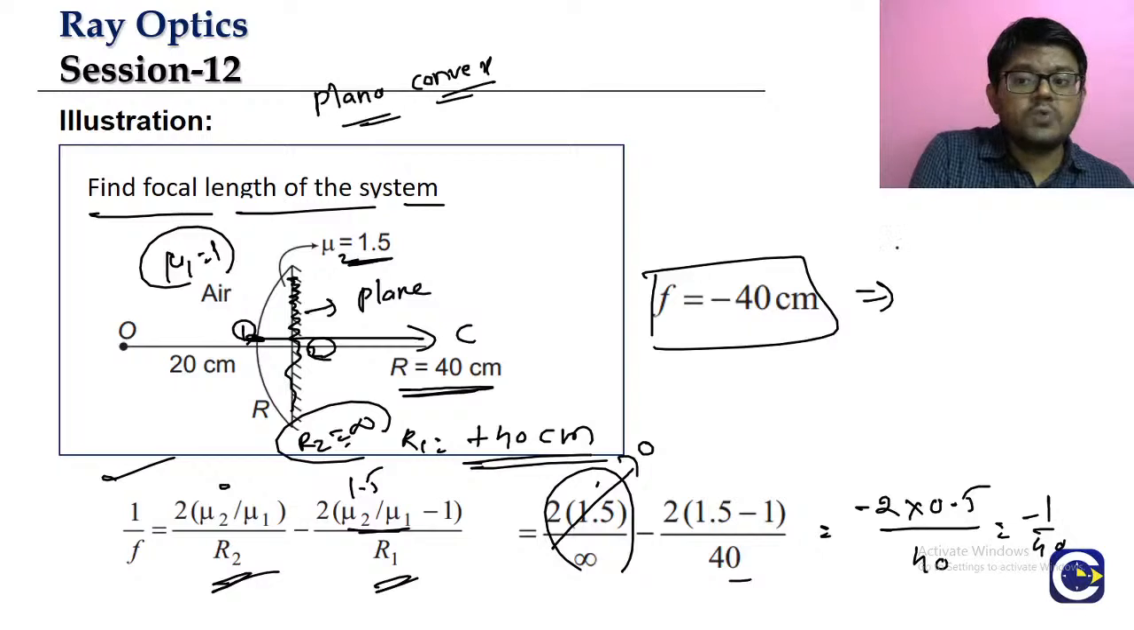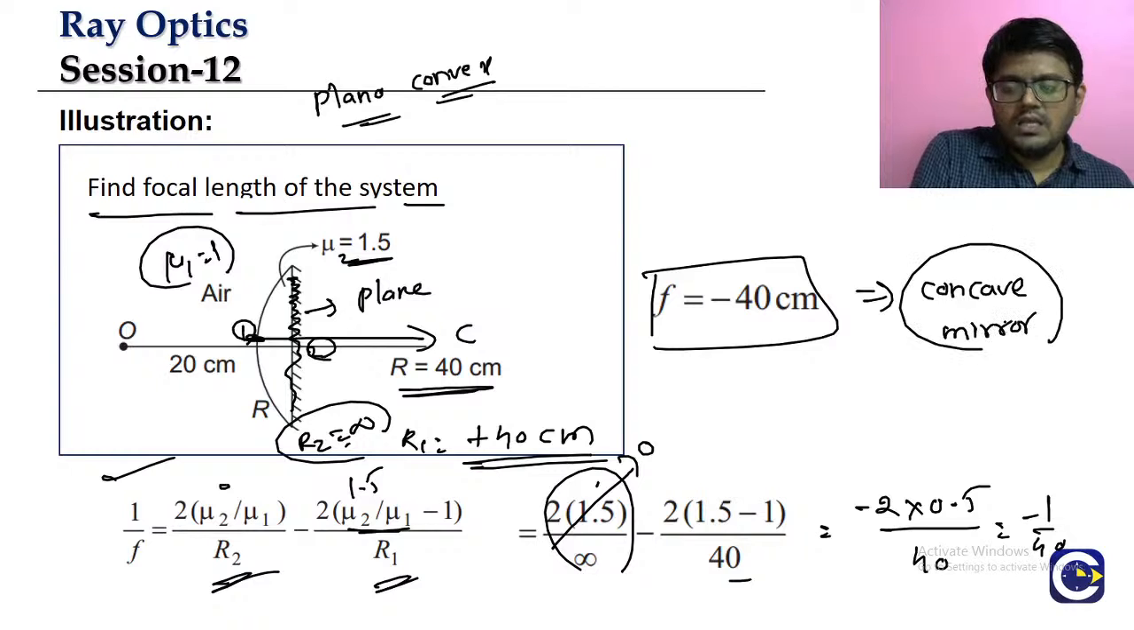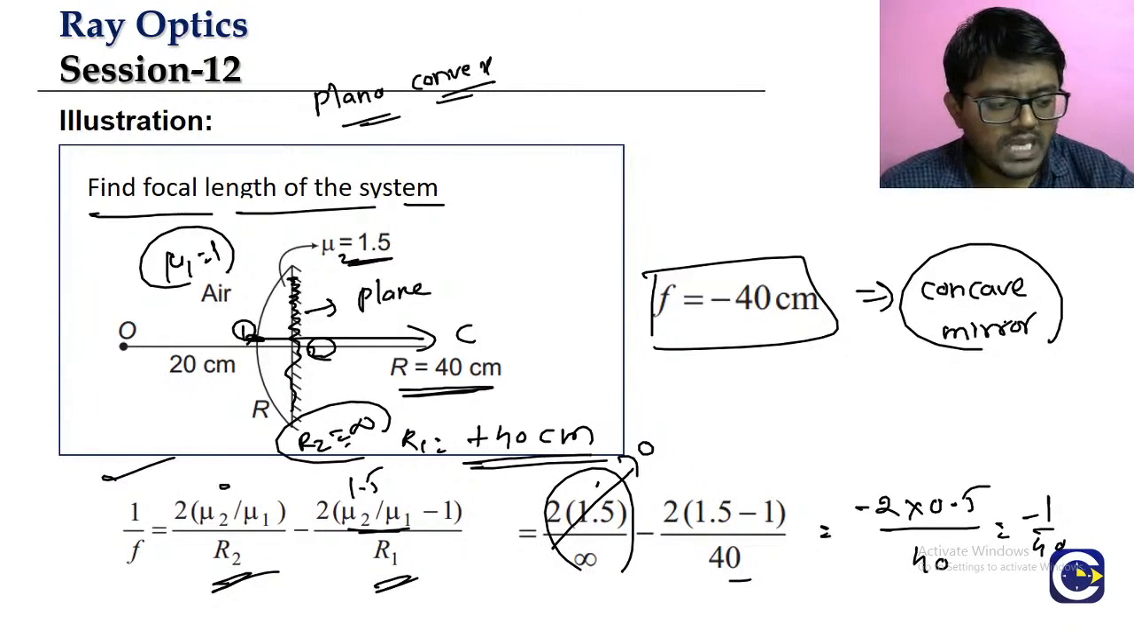This will tell us the nature of this mirror. A negative focal length means what? The overall behavior will be like a concave mirror, because the focal length is coming negative. The overall behavior is going to be like a concave mirror.